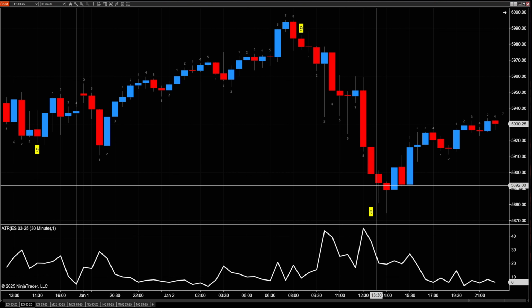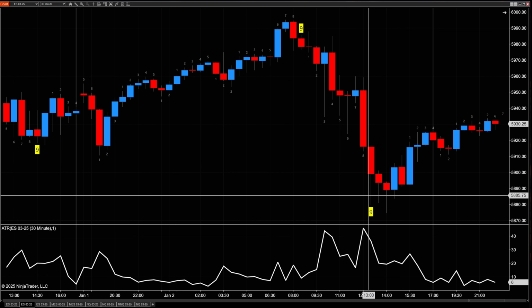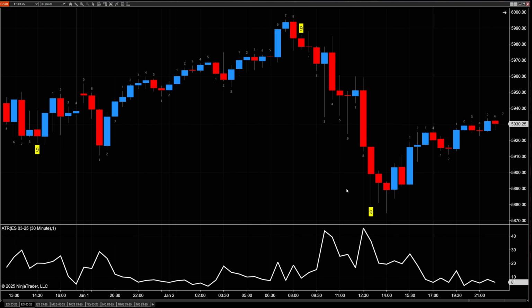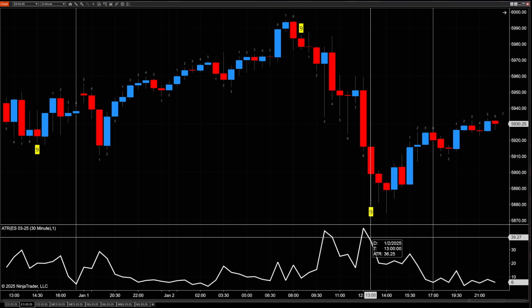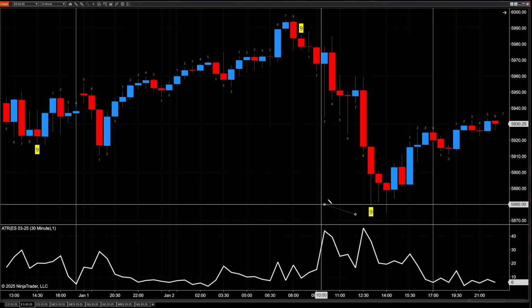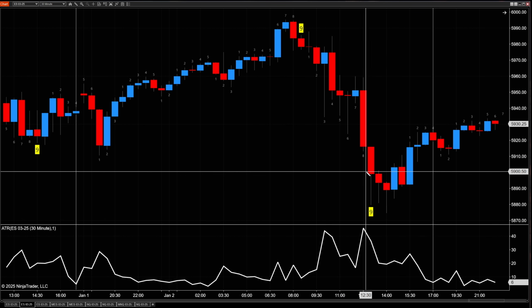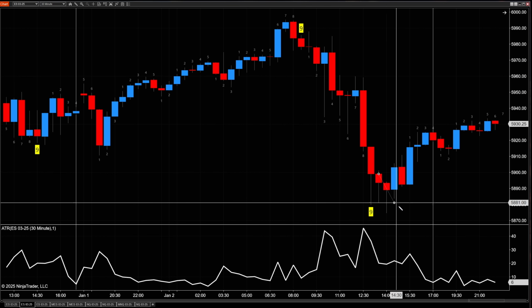Now, when we come down here towards this low right down here, we get a 9 count. Well, we can clearly see that this candle made the lowest low. So in this case, if we look, what was the ATR on that lowest candle? We look right there, it is roughly 36.25 points. So one of the things that we could do is simply enter the market at the open of the next candle.